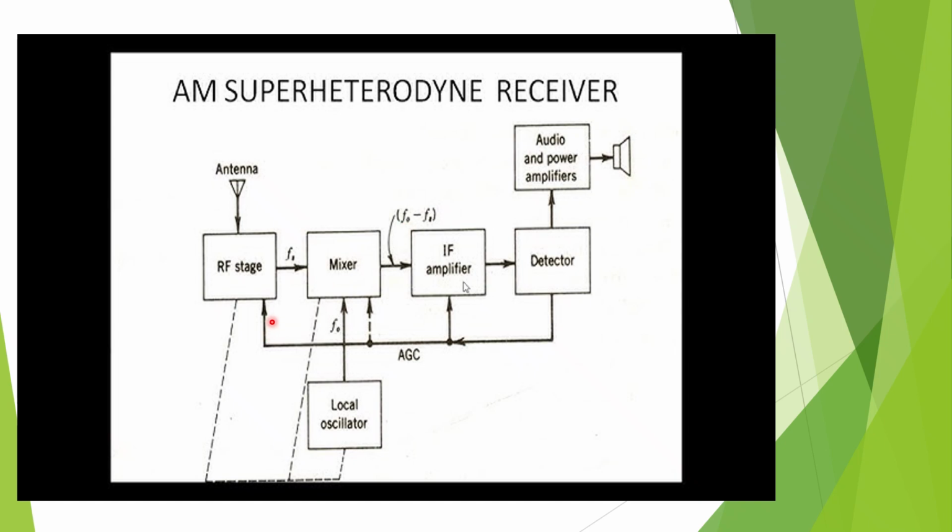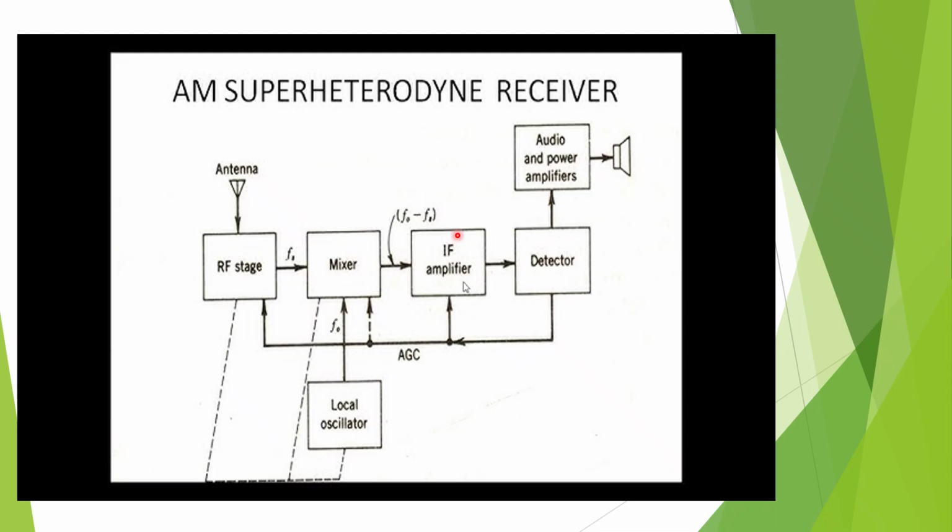That is the output of the mixer, which is given to the IF amplifier, that is the intermediate frequency amplifier. The signal in the IF has the same modulation as the input signal. In this IF amplifier, the IF signal is amplified by one or more IF amplifiers, and then the signal is given to the detector section. Normally the IF signal is fixed for an AM receiver. This is an AM superheterodyne receiver, so the input signal for this IF amplifier is always fixed.